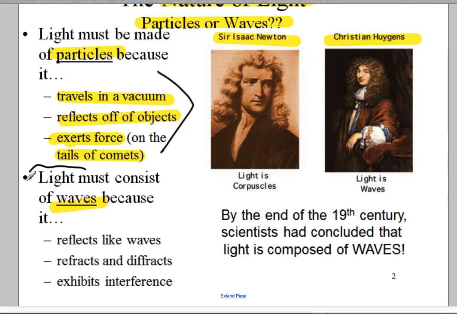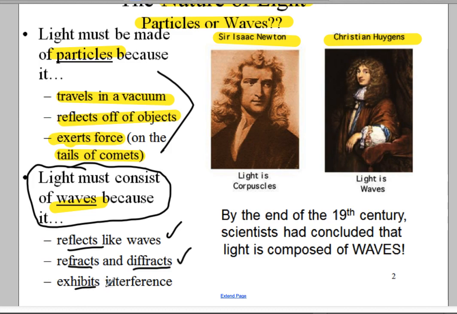We also came to the conclusion, some of the scientists did, I say we, but I wasn't around back then, that basically light consisted of waves. The evidence for that was it reflects like waves, light can refract and diffract like waves do, and it was possible to exhibit interference. We now know that it's called the duality of light, that light has both properties. It has some particle properties and it has some wave-like properties.